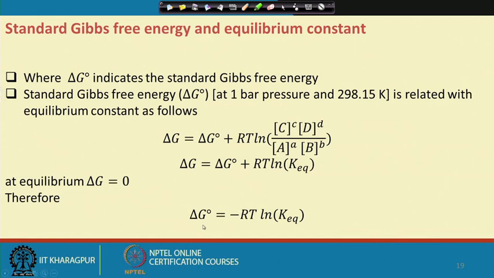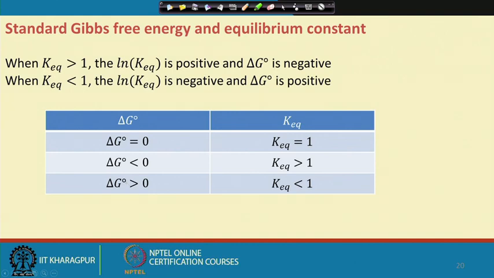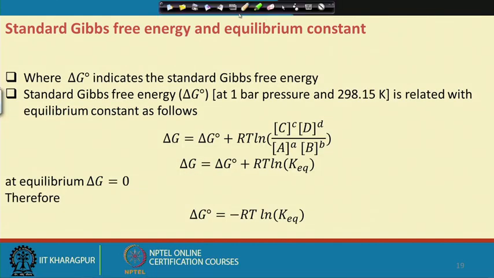Now, here del G equals del G 0 plus RT ln Q. At equilibrium, the change of free energy is 0, so the standard free energy change equals minus RT ln K. So if we know the standard free energy change of a particular chemical reaction, from that we can easily calculate the equilibrium constant.